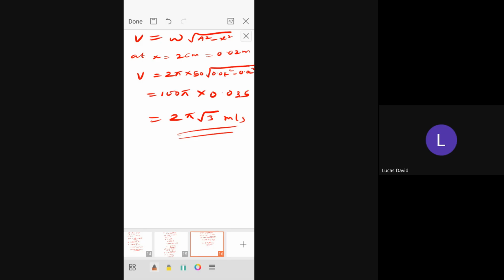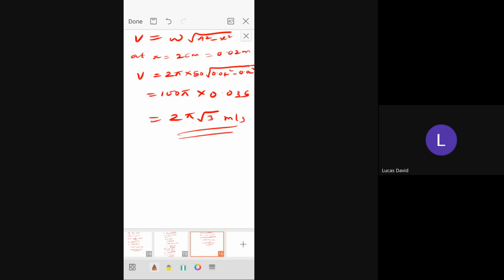Please don't get confused by the square root. You can use your calculator, just multiply 100 pi times 0.035. Anything it gives you is the answer. And that thing it gives you is going to be equal to 2 pi root 3. So don't mind the nature of my answer. Use your calculator and you get the same result. Do you understand that? So this is my velocity when the distance is just 2 cm from the mean position. If you trace the position of the object, the displacement from that point is 2 cm from the mean position. This becomes the speed. Do you understand? All right.